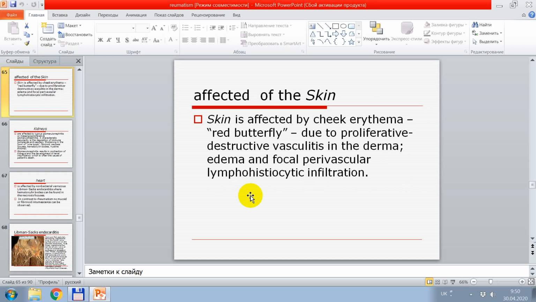Affection of the skin. Skin is affected by erythema, the red butterfly, due to proliferative destructive vasculitis in the dermis, edema, and focal perivascular lymphocytic infiltration.